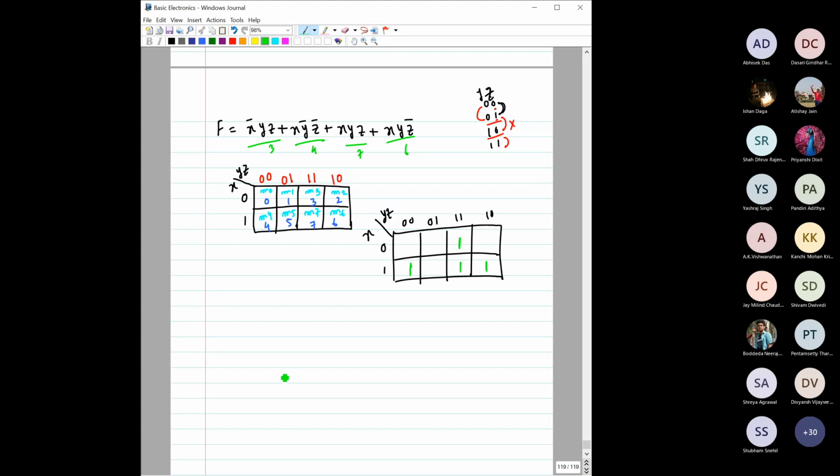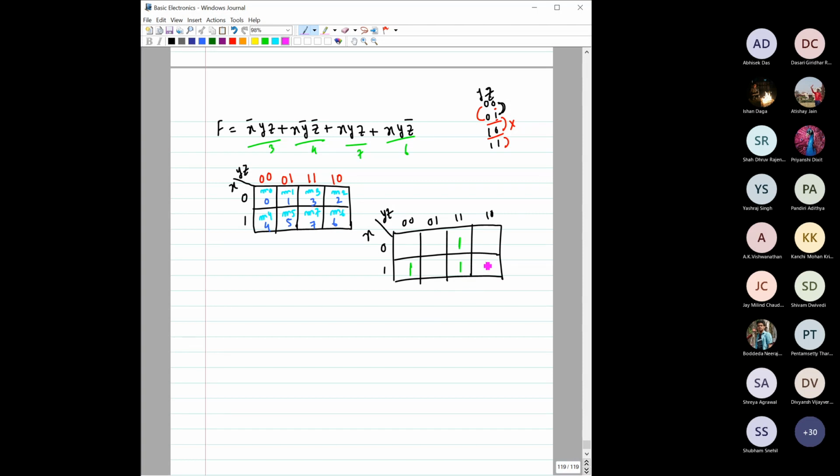Now, how can you make the grouping? And always remember that you should always try to maximize the group. Suppose in one case you can make a grouping by using 2 ones, but if you do a little bit of modification and you can make a grouping of 4 ones, then you should make a grouping of 4, because the bigger the group, the more minimized the expression would be. So let us see how we can proceed for this.